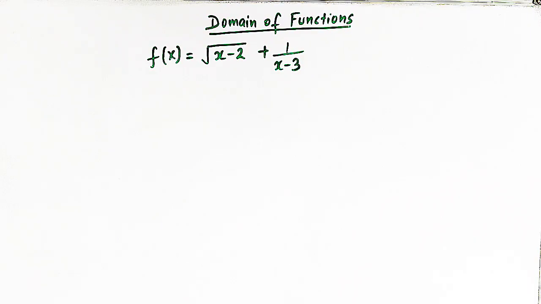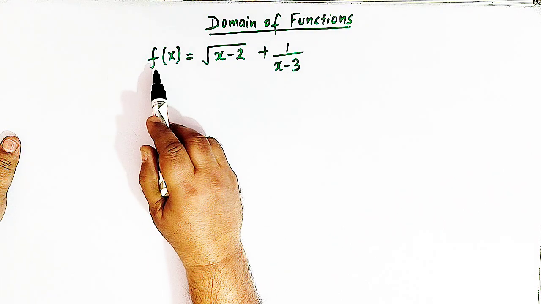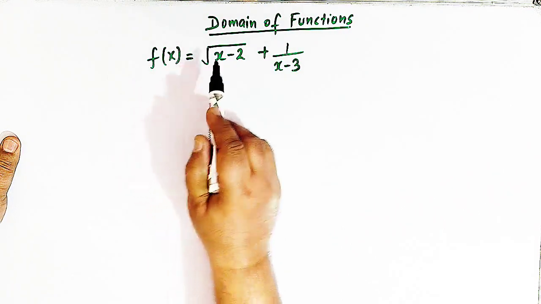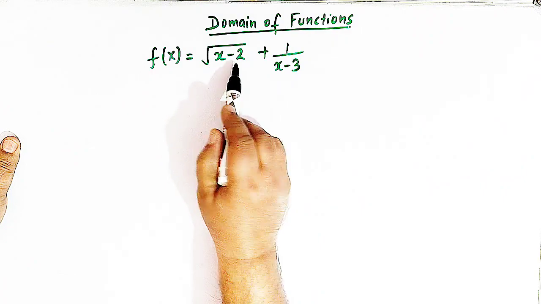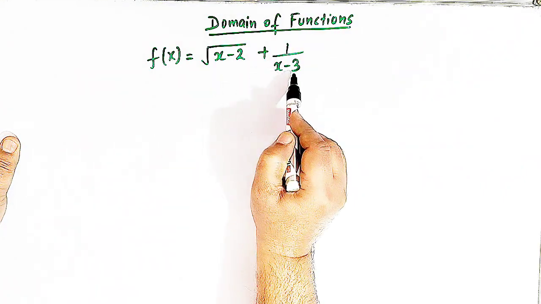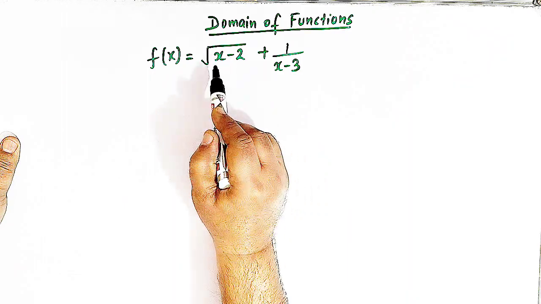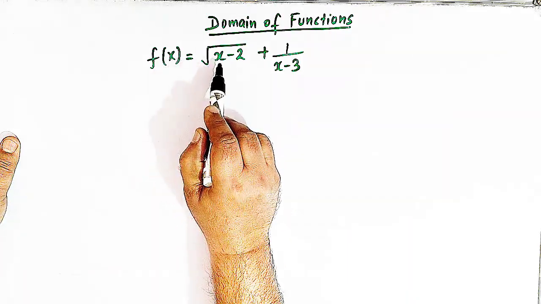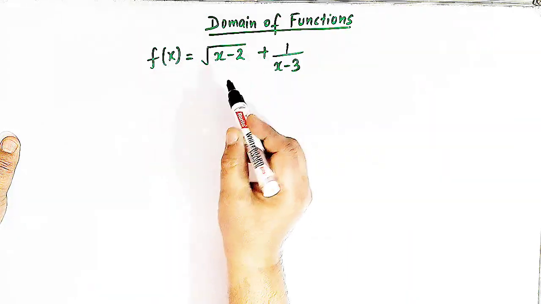Hello viewers, in today's session we are going to discuss another important problem from the domain of functions. Here we have to find the domain of this function f of x, which is equal to square root of x minus 2 plus 1 over x minus 3. So here f of x is given as a sum of two functions.